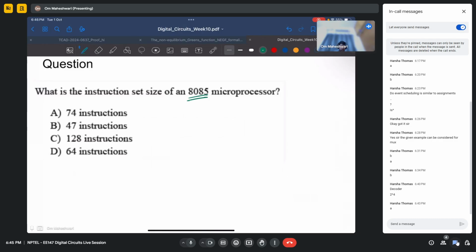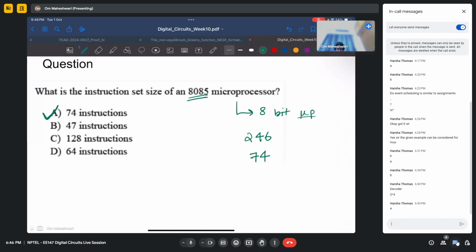Okay, so the answer to this is option A, 74 instructions. If you remember in the videos, 8085 is an 8-bit microprocessor, and write it in short form as MUPI. It has 246 different options of functions that it can perform. And out of those 246, there are basically 74 instructions that it performs.